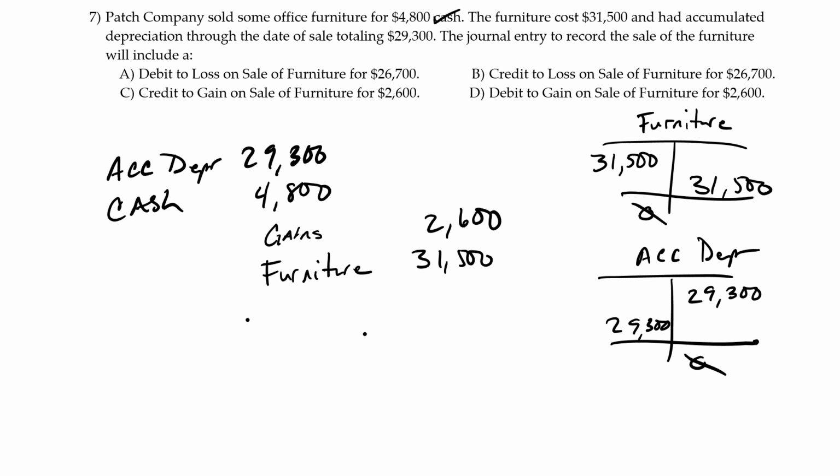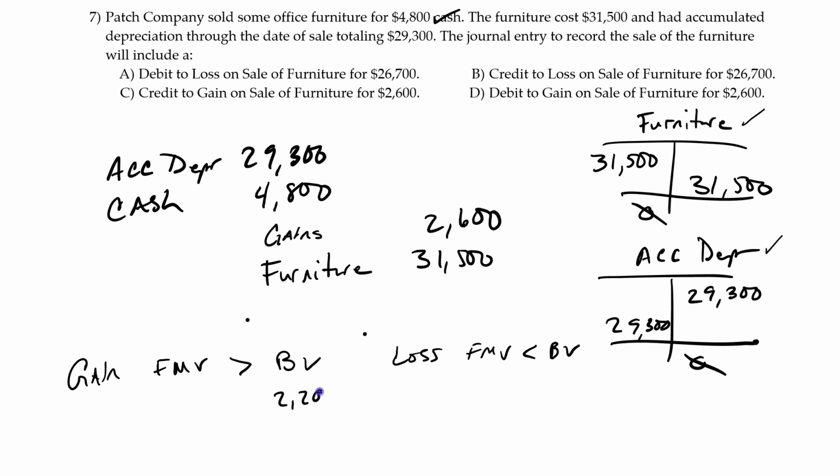There's one other way that this could have been solved, maybe even an easier way, but I wanted to show you the journal entry first. It's that a gain is when our fair market value is greater than our book value, and a loss is when our fair market value is less than our book value. Well, in this case, what's our book value? The book value is the difference between the furniture and the accumulated depreciation. So $31,500 minus $29,300 is $2,200.